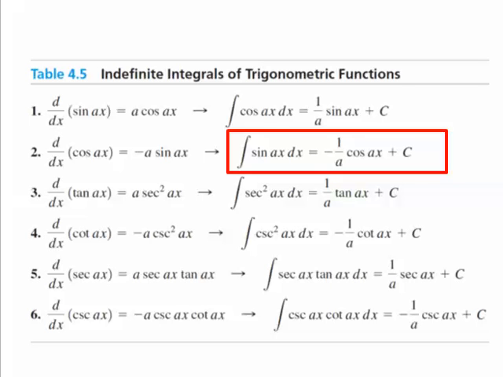Now why is that 1 over a, why does that show up? Well, keep in mind that if I take the derivative of the right-hand side, I have to come back to sine of ax. I keep saying a, but I want to say pi, because remember the original problem had a pi. Well, let's get back to that pi.